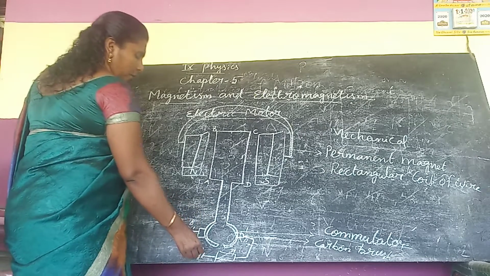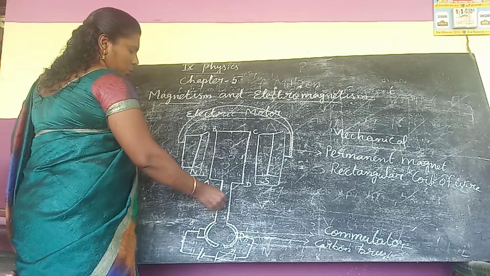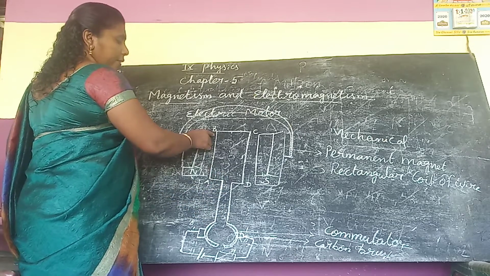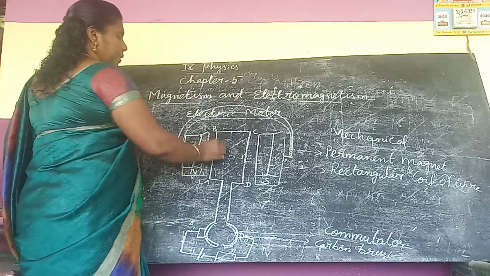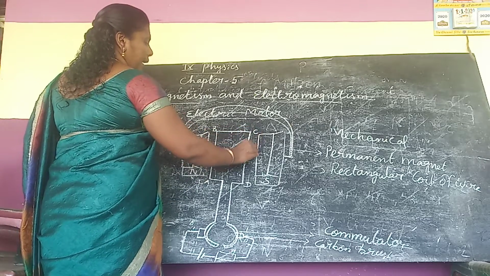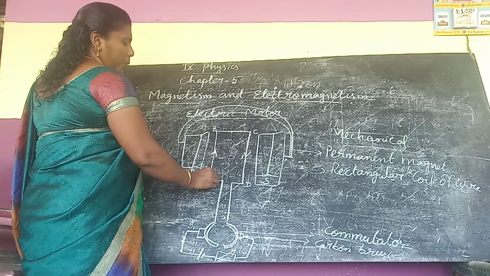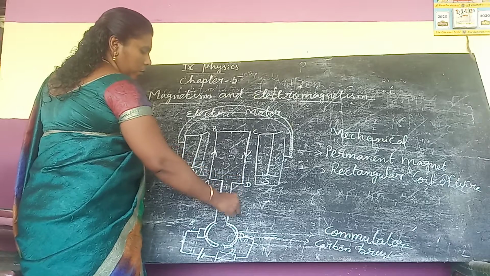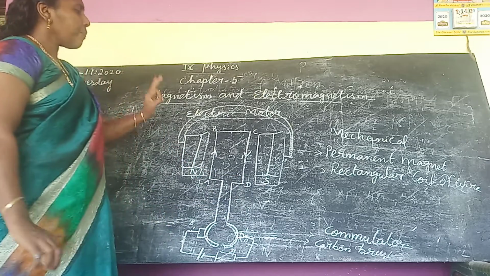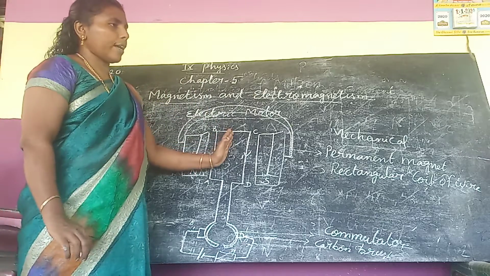conductor. So when the current flows through this conductor and through this coil A and B, the current direction is like this. Next, the current passes through C and D. See, the two directions are just opposite. The current passes through AB and CD. Then see, first it will rotate in the clockwise direction.